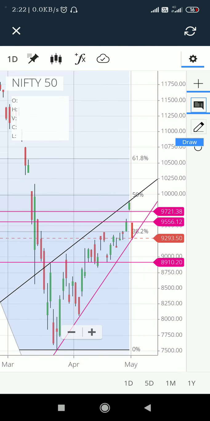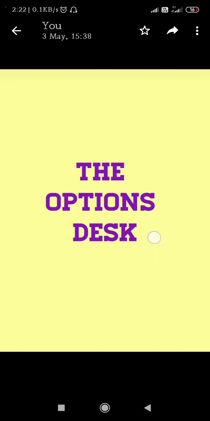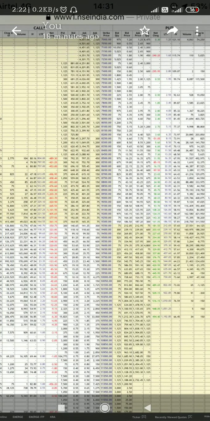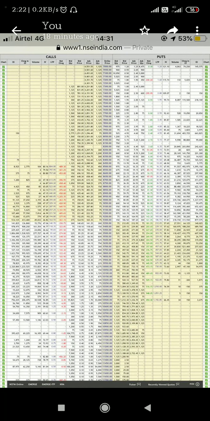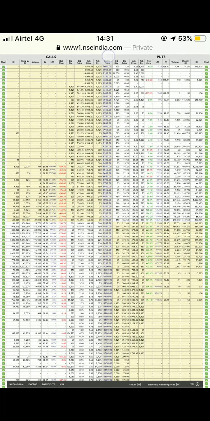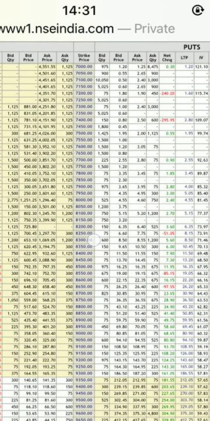So now I will also give an overview of the option chain. So let's see how we can perform on that. As you can see, this was the option chain snippet sent by a person at, as you can see, the time here is 2:31. So this is the time. So now let's see.